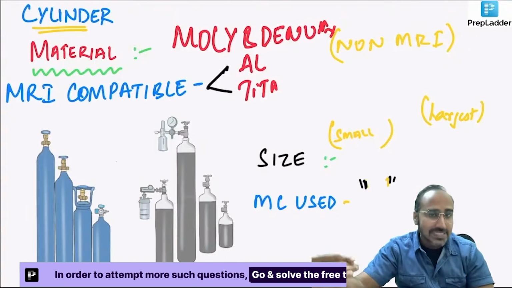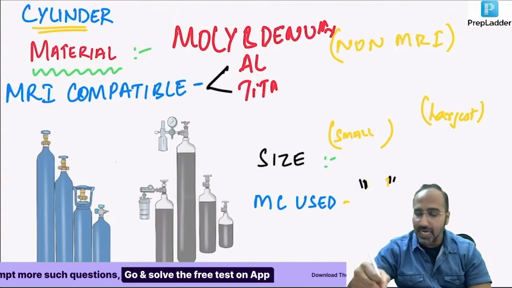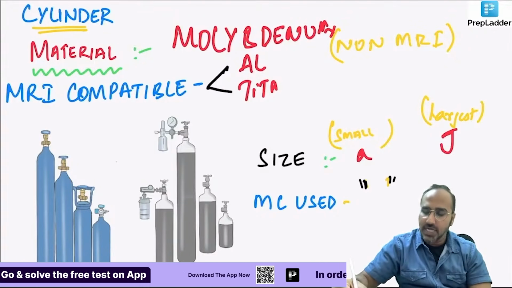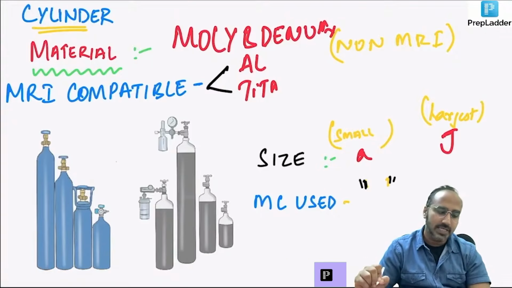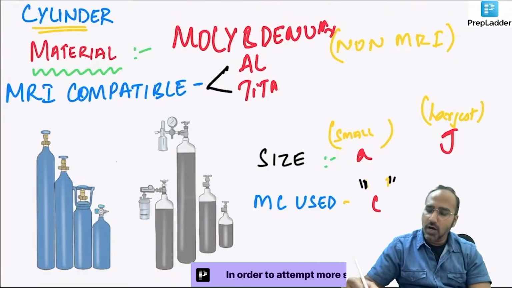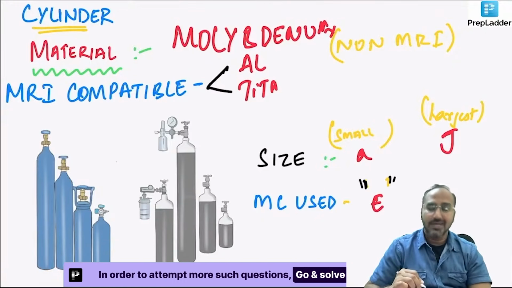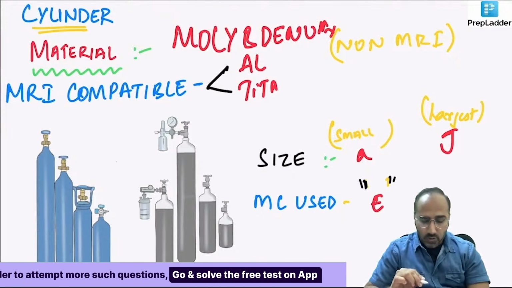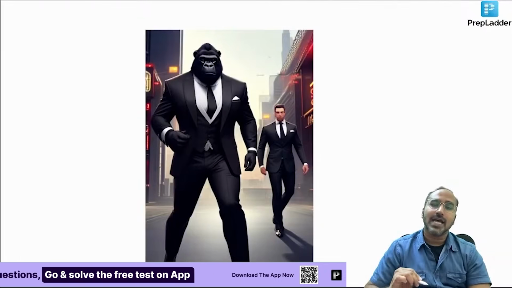There are different size cylinders available. Size A till size J. Size A is the smallest cylinder. Size J is the largest cylinder, and most commonly we use size E cylinder. Okay, now coming to the color coding, one of the cylinders looks like this.